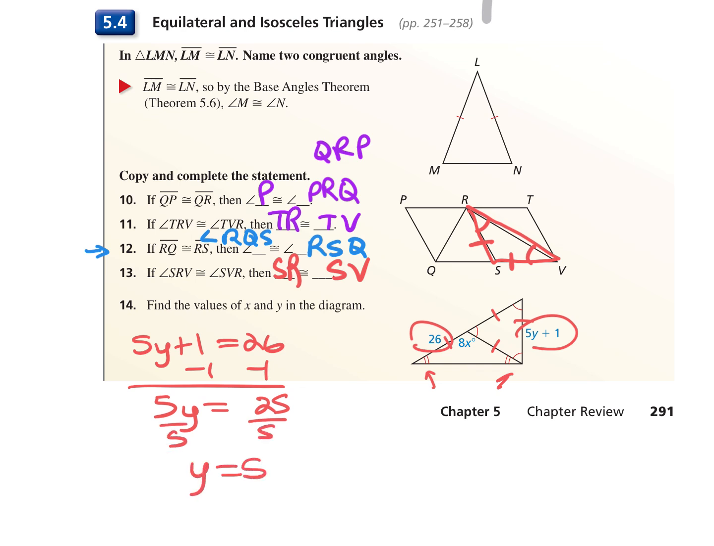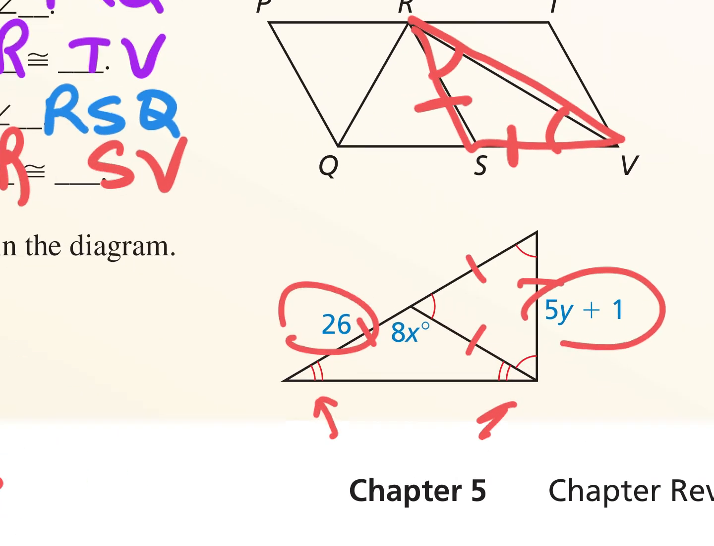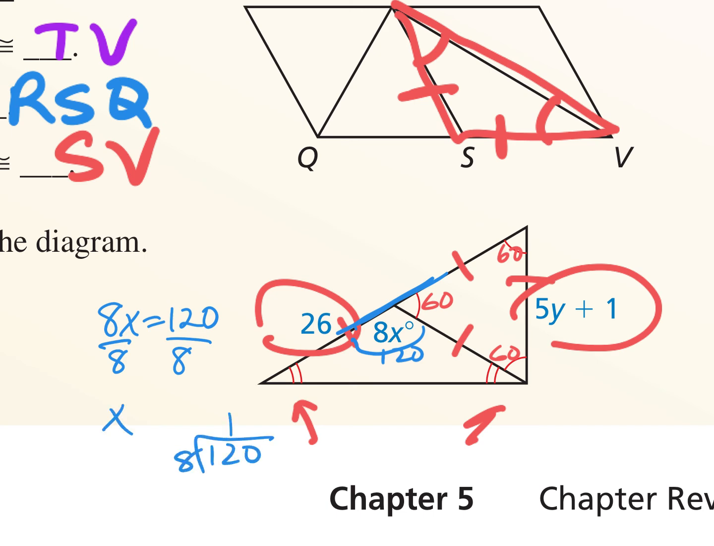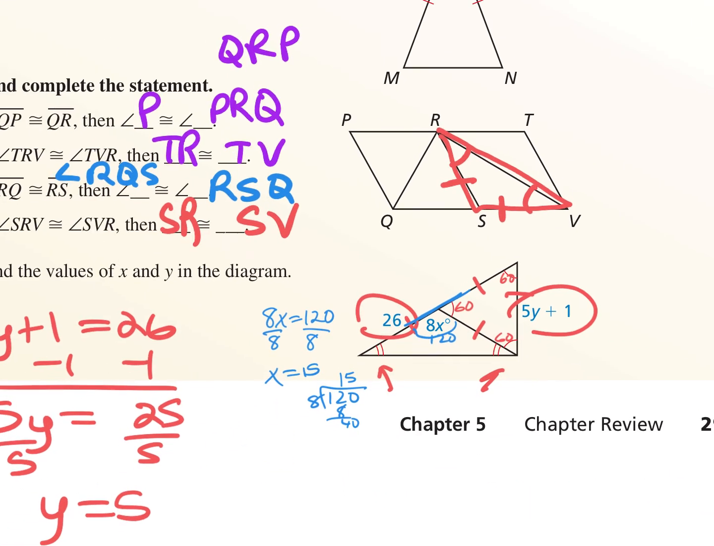And then over here for the 8x, if you realize that this is equiangular, then that means all of these are 60. And if this is a straight line, I know the 8x side is going to be 120. So to find x, I'm going to set 8x equal to 120. I'm going to divide 120 by 8. And I get 15. So that would be that one.